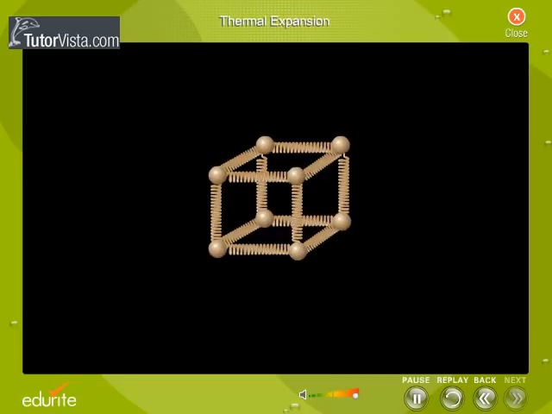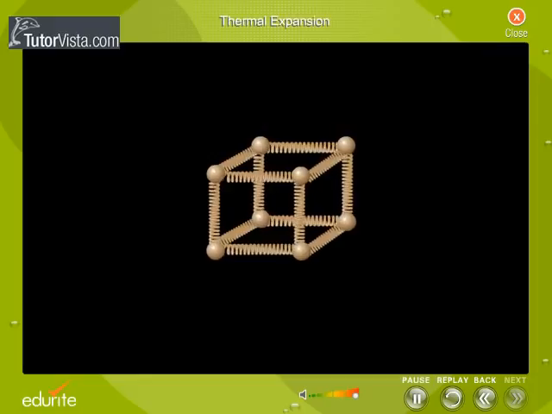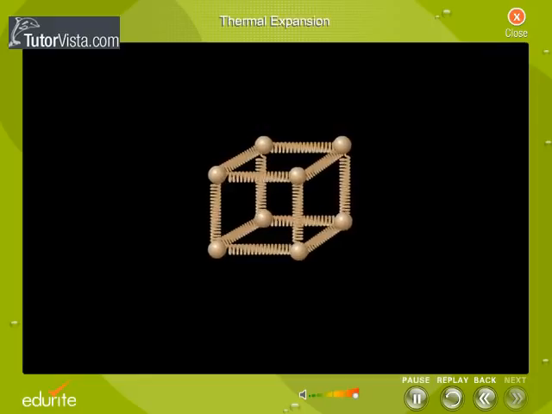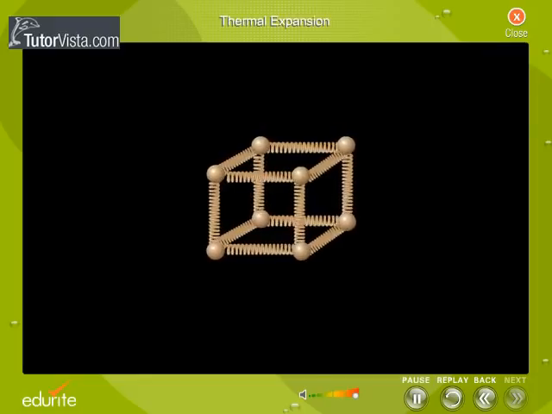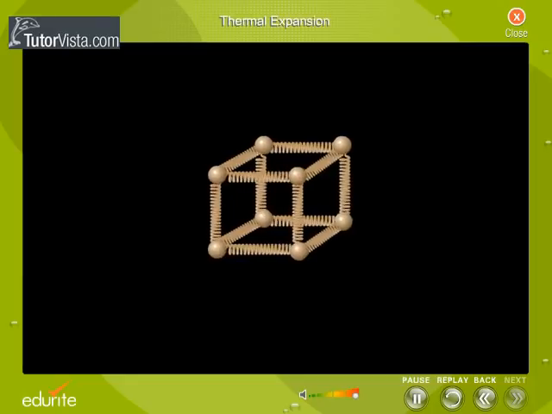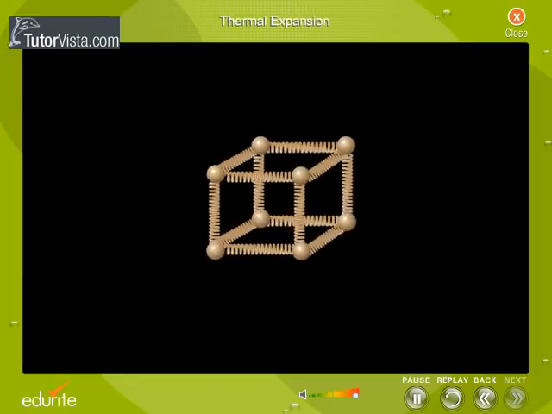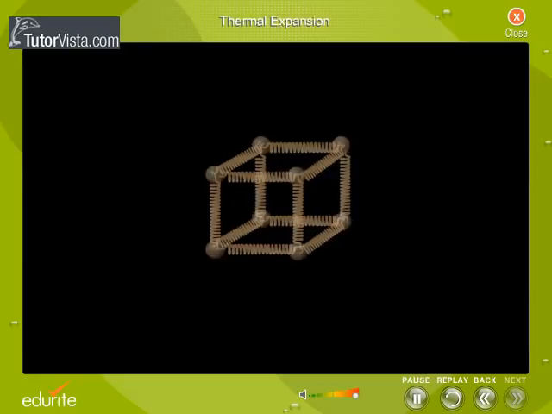The interatomic spring forces are not symmetric about the equilibrium position. They usually behave like a spring that is easier to stretch than to compress. As a result, when the amplitude of vibration increases, the average distance between molecules also increases. As the atoms get farther apart, their dimension increases.